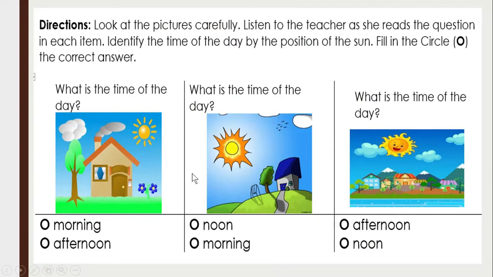Let's have an activity. Directions. Look at the pictures carefully. Listen to the teacher as she reads the question in each item. Identify the time of the day by the position of the sun. Fill in the circle of the correct answer.